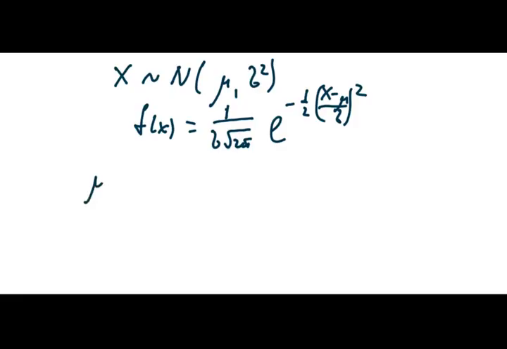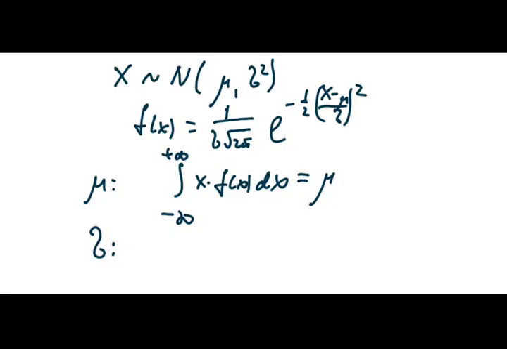What is the meaning of mu? Mu is expected value of x, and mathematically it's represented by the following formula: integral of x times f of x dx from minus infinity to plus infinity equals mu, its expected value. And what can we say about sigma? Sigma tells us how close observed values of x appear to be to expected value mu.